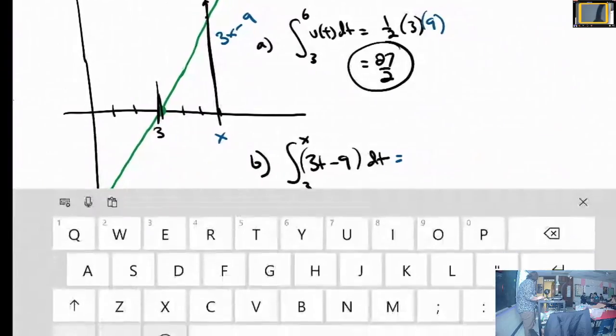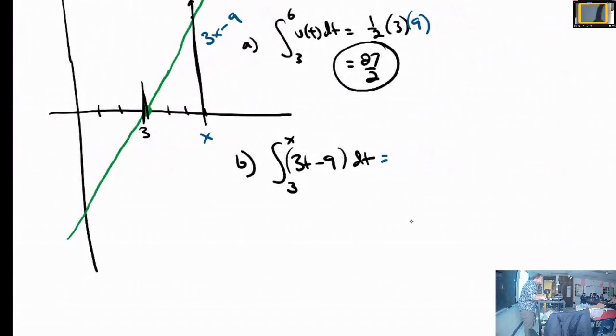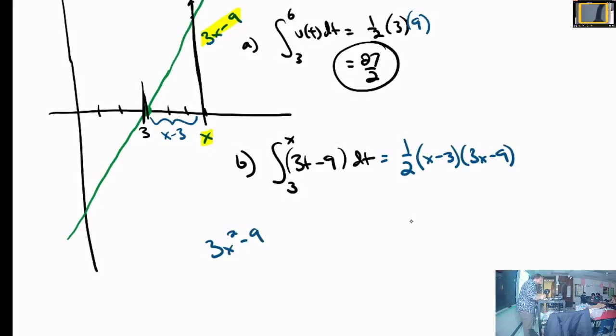So this has the area of 1/2 times the base, which in this case, since now we don't know where that right endpoint is, we're going to have to measure it by calling it x minus 3 times the height, which again, we don't know where x is anymore, so we have to use the more general formula, 3x minus 9. And yeah, I know, if you got a good handle on antiderivatives, what we're shooting for is 3 over 2 x squared minus 9x. That would do the trick. That's what this will all shake out to be if we've done it correct.